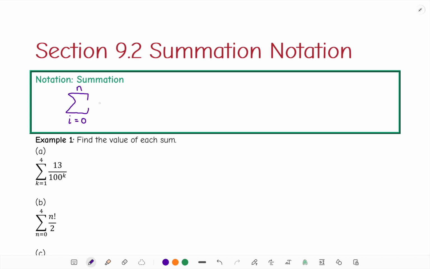Then you tell it what you are adding, which will be a sub i. So this is the notation. And what it means is a sub 0 plus a sub 1 plus a sub 2 plus ... plus a sub n. So it's just a short way to write when you're adding unlike things together, but a lot of them.